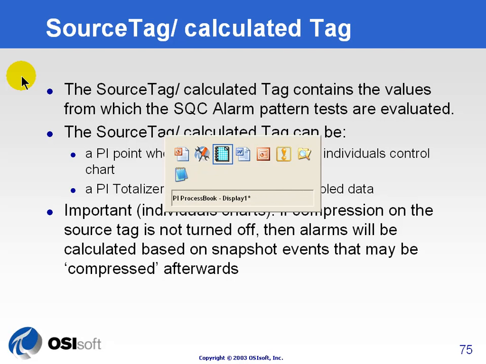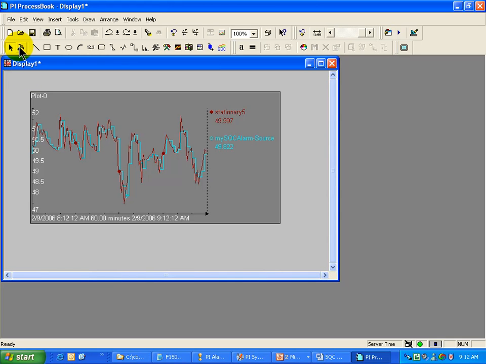For example, if I were to take a look at the test that we're going to do in a few minutes, here's a tag called stationary 5. Now that's the raw data tag. This tag right here, MySQC alarm dash source, that is the source tag of the tag called MySQC alarm. That's an SQC alarm tag, and it uses a sample size of 2 samples. As you can see, it's an X bar chart that's doing a simple average, so the source tag is an average of each 2 samples.